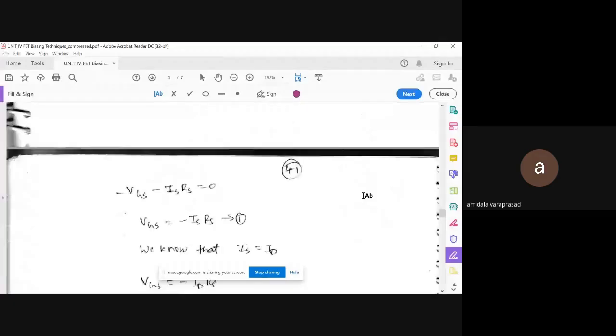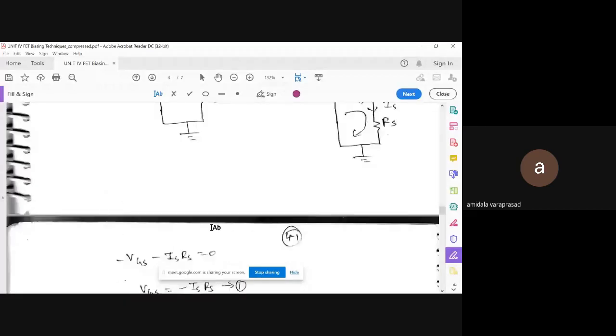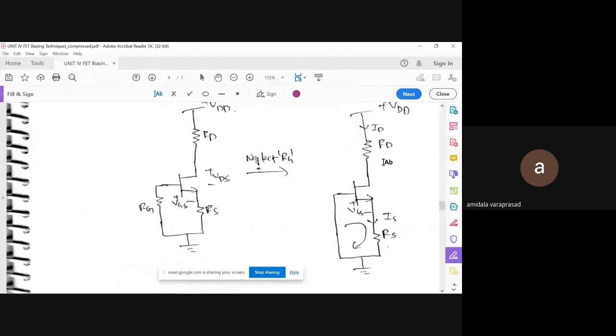Okay, we don't have VGG fixed. Then VGS is equal to minus ID into RS. Now apply the KVL at the output loop. Here, what will we get? ID and IS are equal.